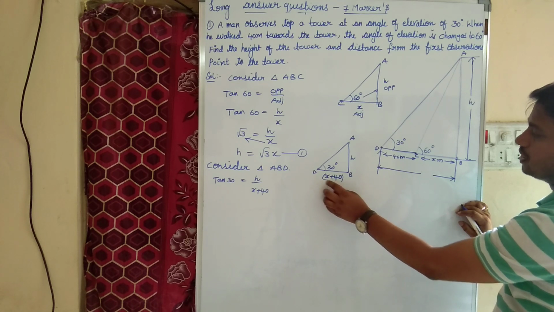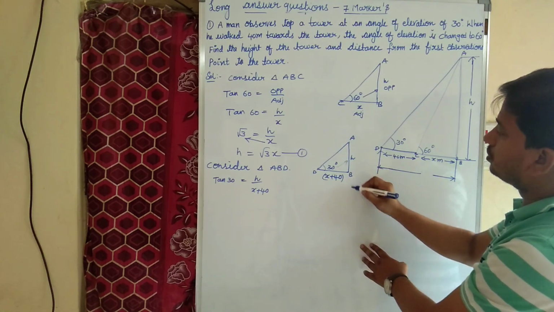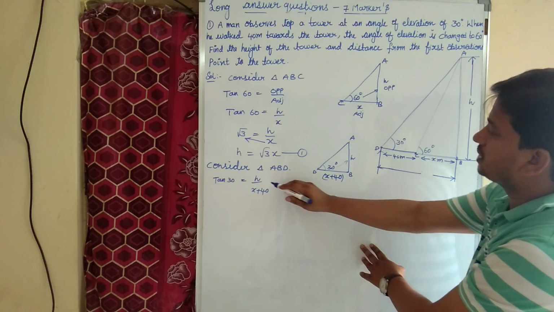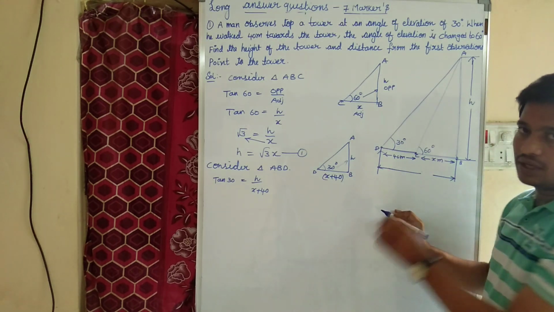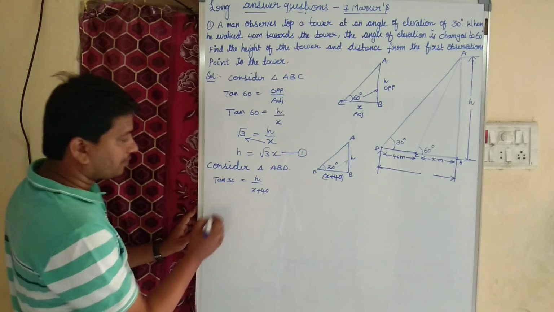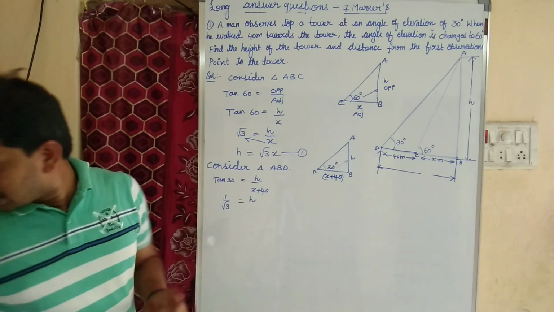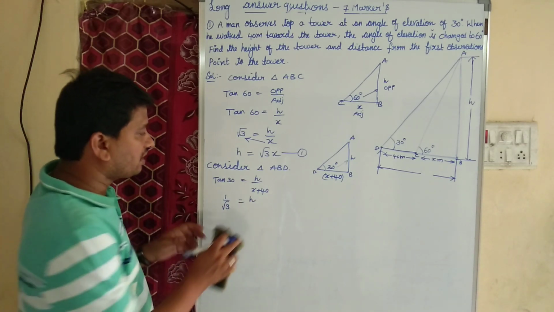That is the reason I wrote here X plus 40. So AB is the side opposite to 30. So opposite side by adjacent side, that is the tan ratio. So tan 30 equal to H by X plus 40. So tan 30 value 1 by root 3 equal to, just now we got the H value from equation number 1.